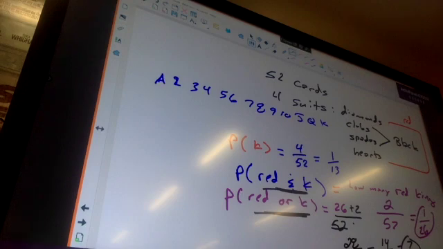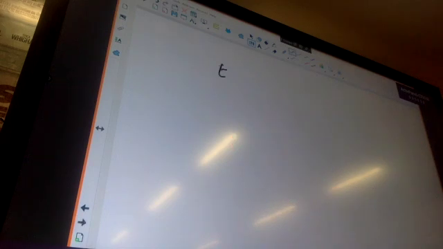And your question is, which one? Example 10. What is the probability of selecting a diamond and a spade?